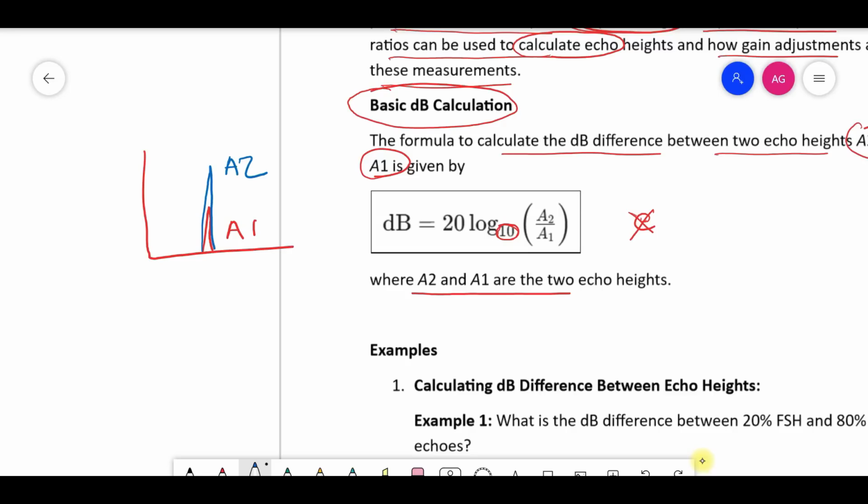You can use this formula to know the dB difference between the height of the first echo and the height of the second echo. Meaning, if you increase by this many dB, then you will get the height of this echo in A2, right? So, suppose the height of A1 is 30 and the height of A2 is 60, then you will directly put 60 in A2 here. If you put 30 in A1, you will get the answer in it, and log is there.